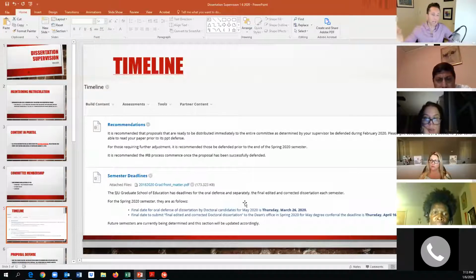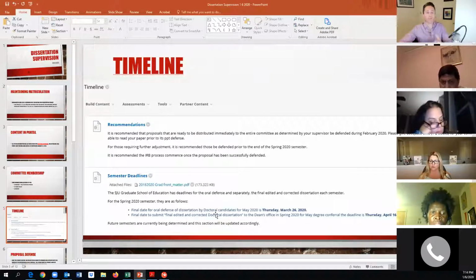So just using that, for example, let's say that somebody's already collected their data. You'll see right here where my mouse is. Somebody could defend their proposal before Thursday, March 26th, and submit the final edited paper that's already gone through all these hoops and so on, that's more fully discussed in the handbook and in this portal, by April 16th, then that person could walk in the May graduation.